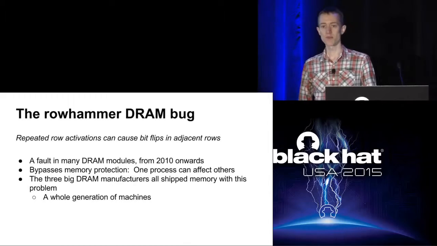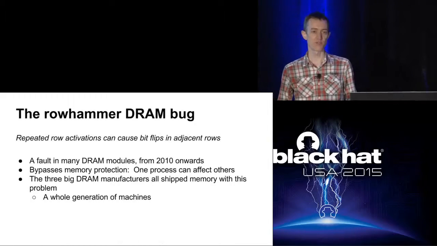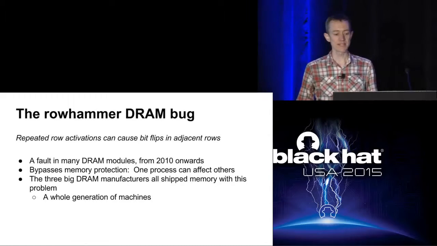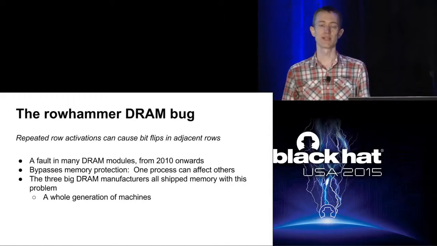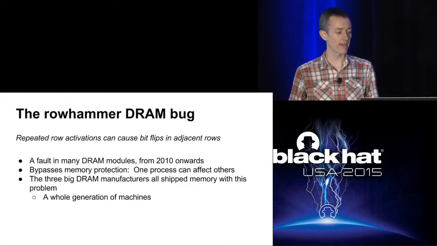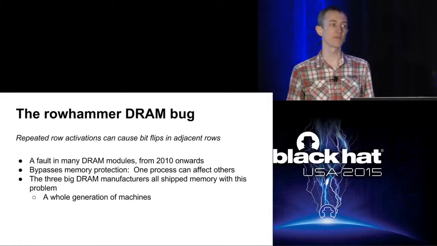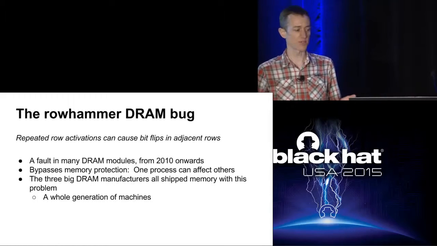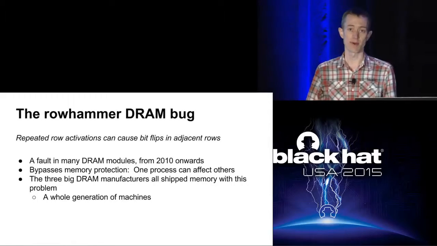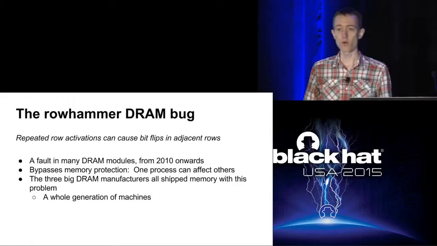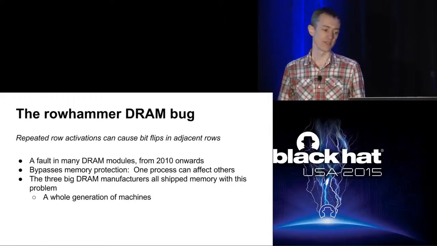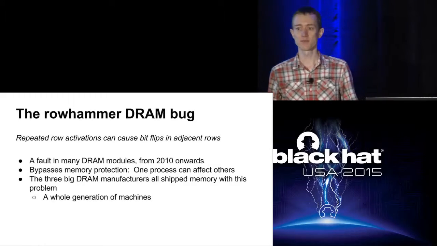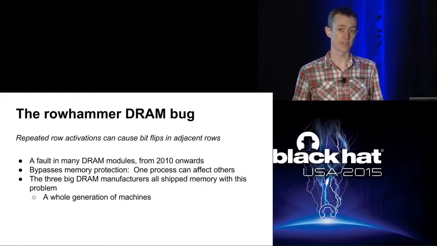So this is a fault with many DRAM modules manufactured from around 2010 onwards. And the bug is that repeatedly reading from one page in memory can cause corruption in other pages, and potentially those pages can be used by other processes or by the kernel. So this bug is dangerous because these errors bypass memory protection. And all of the three largest DRAM manufacturers have shipped DRAM with this fault. So there's a whole generation of machines out there that are prone to this problem.